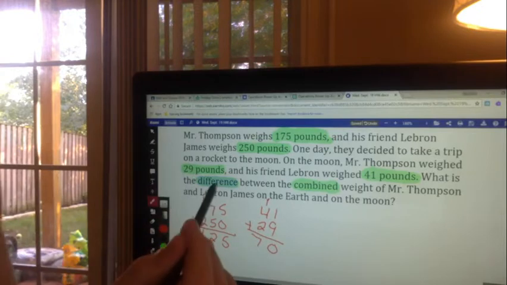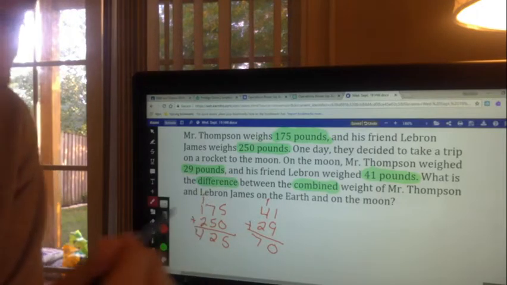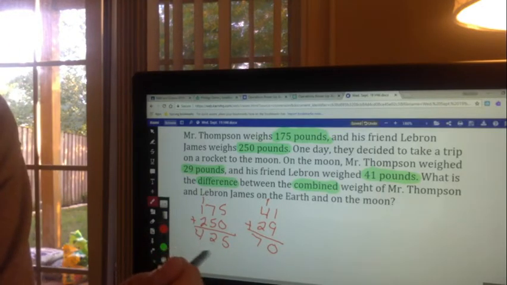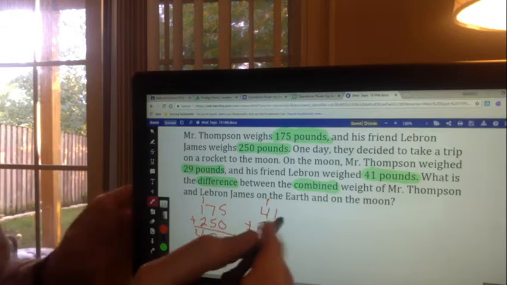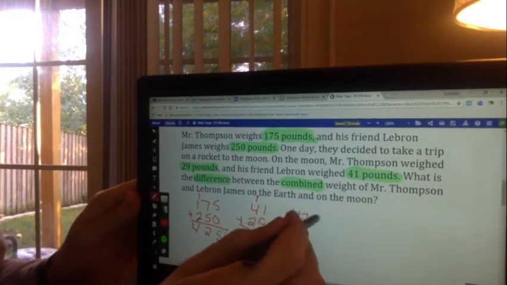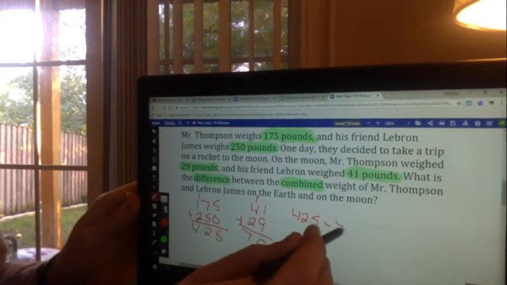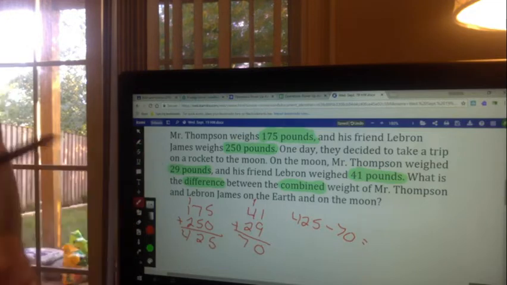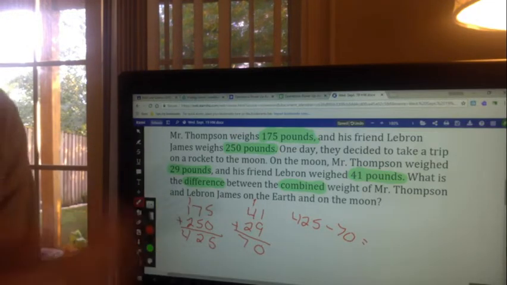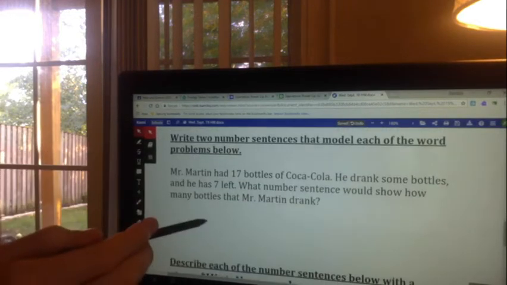Now this word difference is what's important. We want to know the difference between their combined weight on Earth and their combined weight on the moon. So now I'm going to take those two numbers and subtract. So I'm going to take 425 minus 70, and I'm going to let you guys finish that. I'm going to let you finish what's left, so 425 minus 70. And that's going to tell me the difference of their combined weight. All right, moving on.